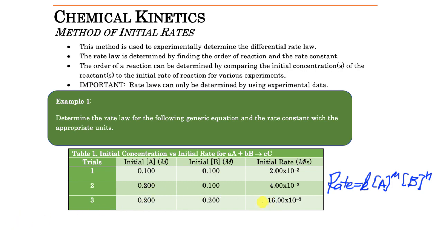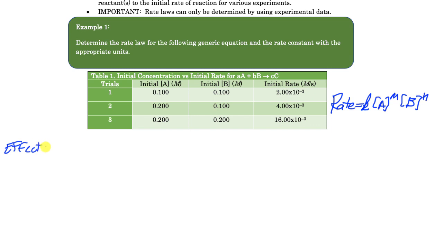Be careful, because a lot of students fall into the trap of just saying, oh, I can see this doubles, this doubles. If you see that, that's fine, but make sure you explain it, or at least show the calculations, one of the two. I'm going to focus on the calculations right now. We're going to look at the effect of A's concentration on the overall rate.